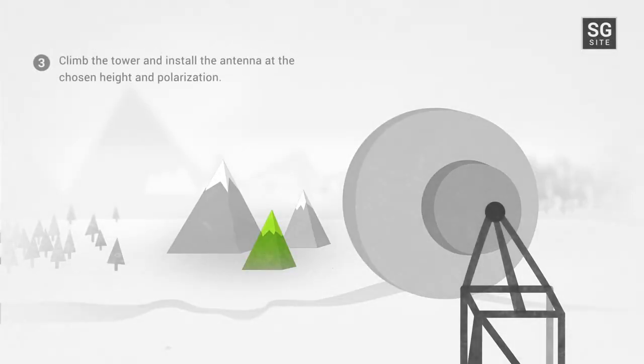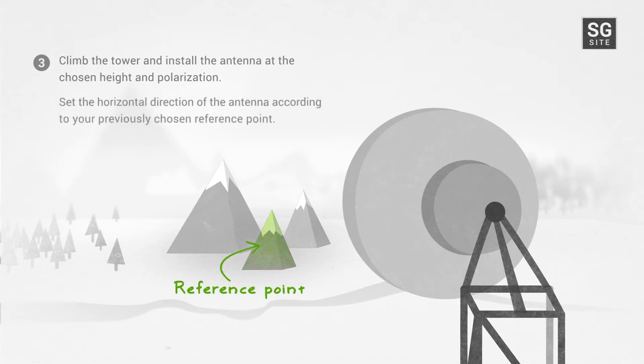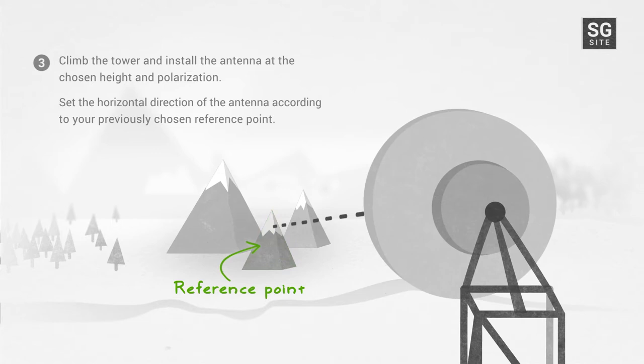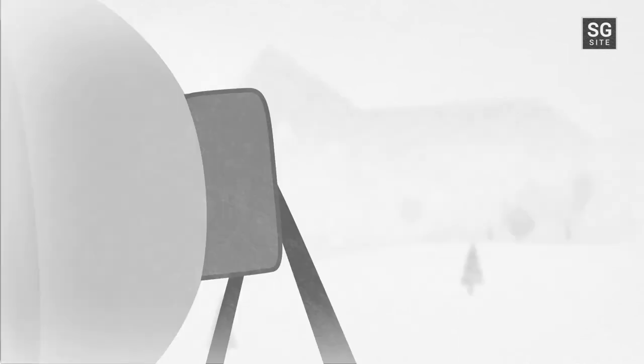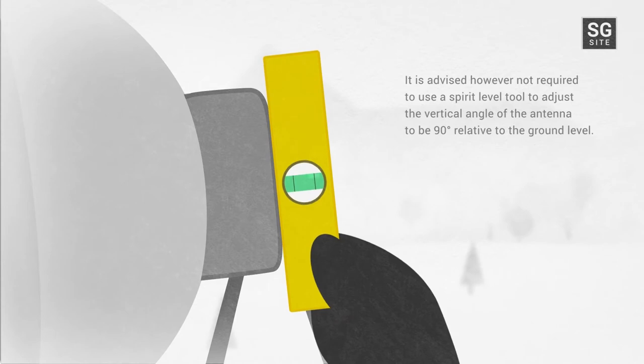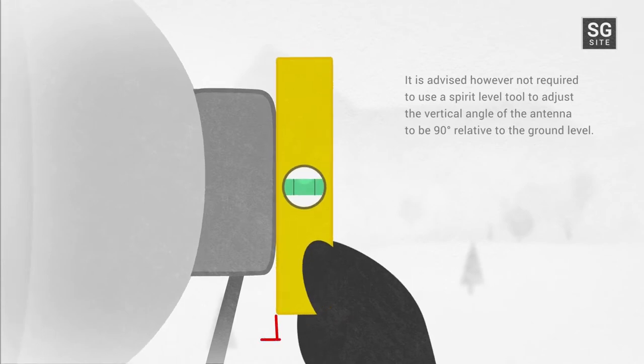3. Climb the tower and install the antenna at the chosen height and polarization. Set the horizontal direction of the antenna according to your previously chosen reference point. To make sure the antenna points straight, use a spirit level tool to adjust the vertical angle of the antenna to be 90 degrees relative to the ground level.